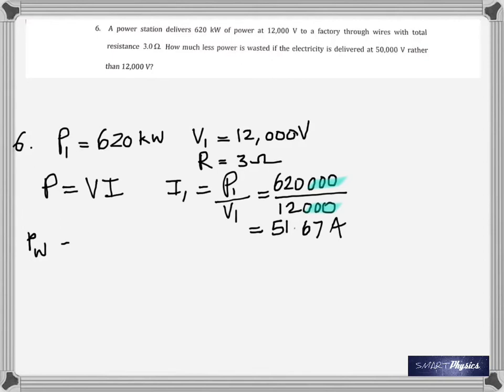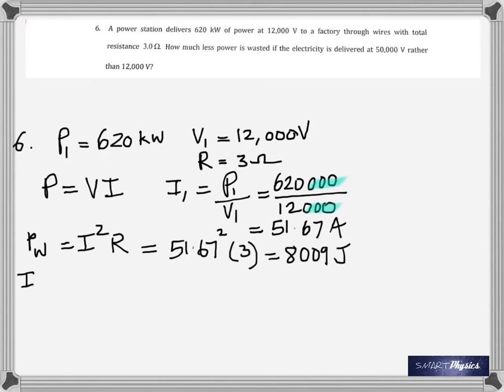And then you find the power wasted. Power wasted is I squared times the resistance, which is the square of that current times 3. So you have 8,009 joules wasted if you send it at 12,000 volt, isn't it?